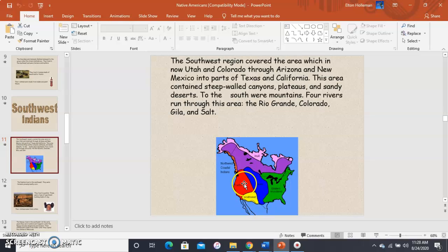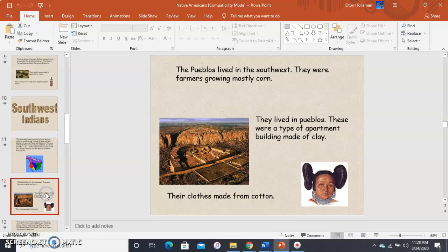If you look here, we're talking about this area here. And this map will also help you with Activity 1. All these maps on here will. The Pueblos lived in the southwest. They were farmers and grew mostly corn. They lived in Pueblos, which these were a type of apartment building made of clay. Their clothes were made from cotton.